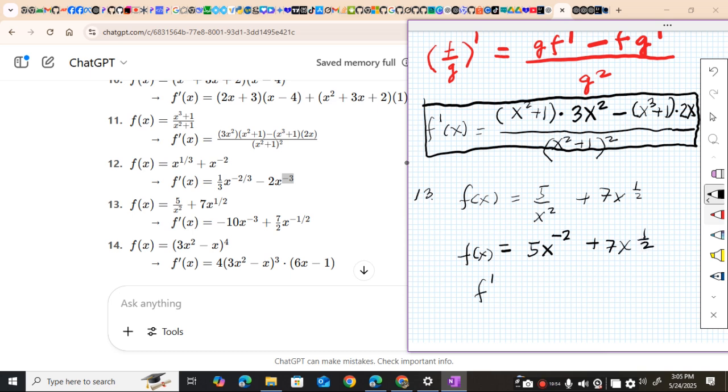Now according to the power rule, we have to bring down the power. So that's negative 2 times 5 gives you negative 10x, and then subtract 1 to the power, so it becomes minus 2 minus 1 is minus 3. Then you bring down the power of x raised to 1/2, so that's 7 over 2. So effectively that's 7 multiplied by 1/2. And then how about for the x? That's 1/2 minus 1. So 1/2 minus 1 is just simply negative 1/2. And that's also the answer provided by ChatGPT.